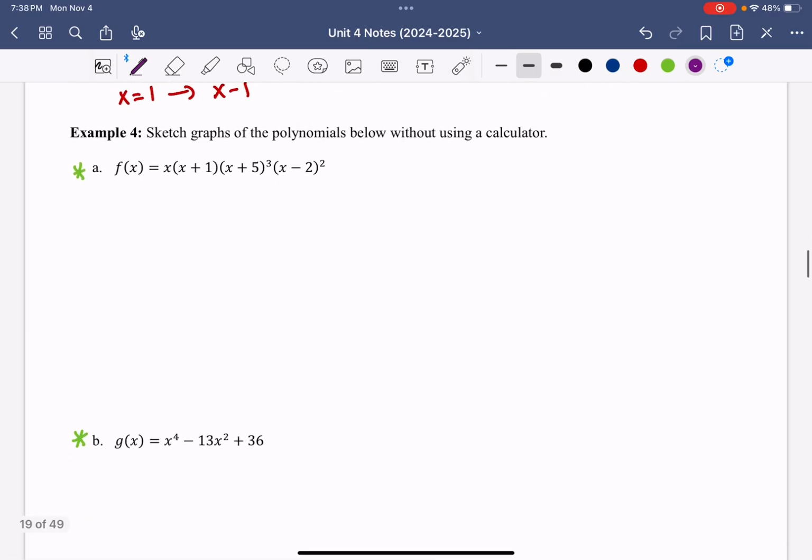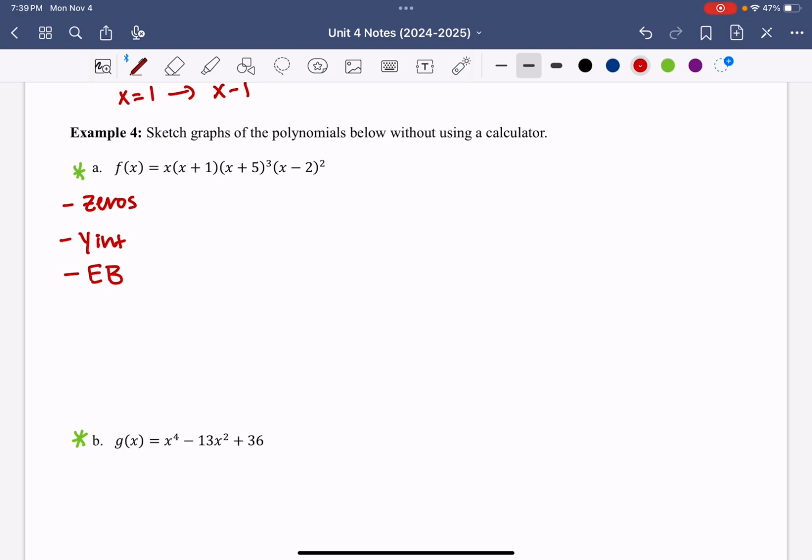Okay. Last ones that we're looking at, example 4. For both A and B, what we're going to do is sketch graphs of polynomials without using a calculator. What that means is we need to collect all of our information about it and then be able to go through and sketch it. The big things that we want to know are what the zeros are, what the y-intercept is, and what the end behavior is. Those are the 3 big things that we need in order to be able to sketch a reasonable graph.